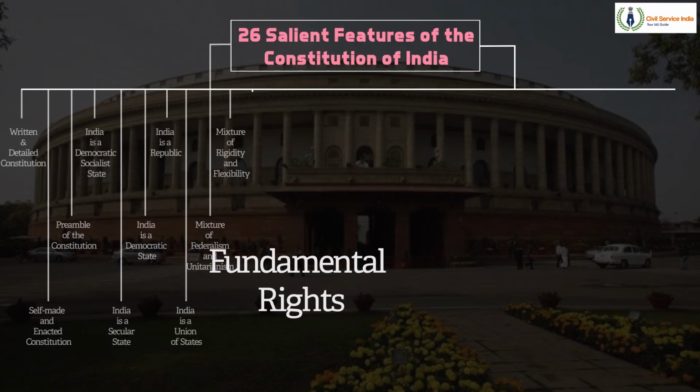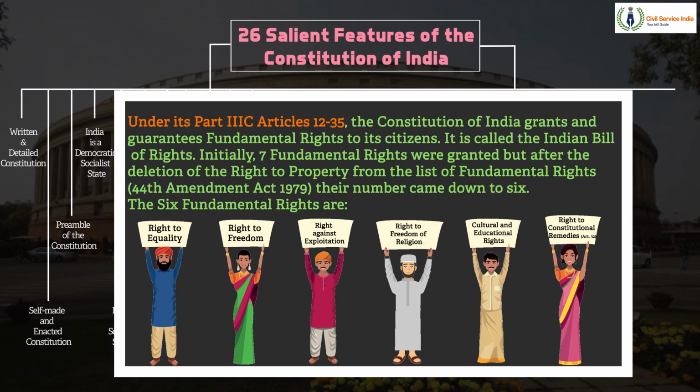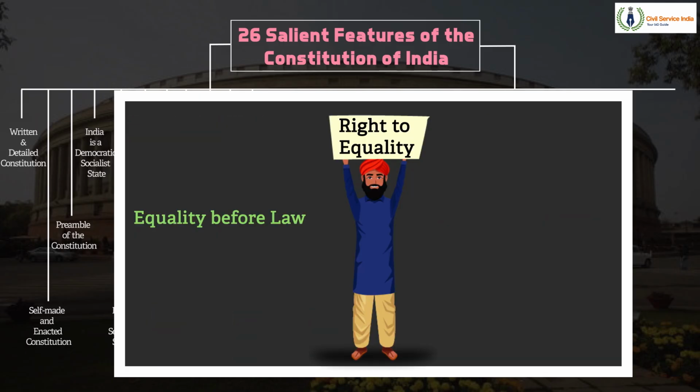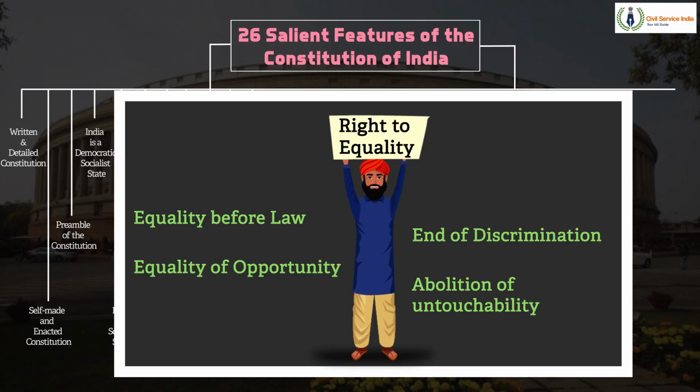Fundamental rights. Under its Part 3, Articles 12 to 35, the Constitution of India grants and guarantees fundamental rights to its citizens. It is called the Indian Bill of Rights. Initially, 7 fundamental rights were granted, but after the deletion of the right to property from the list of fundamental rights, 44th Amendment Act 1979, their number came down to 6. The 6 fundamental rights are: right to equality. It provides for equality before law, end of discrimination, equality of opportunity, abolition of untouchability and abolition of titles.